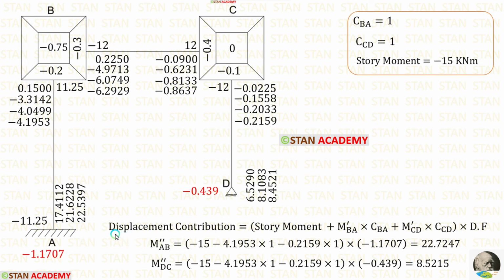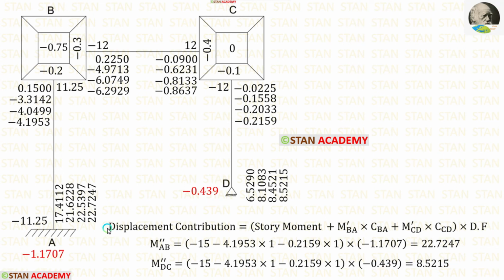Now let us find the displacement contributions. In the formula, let us apply the values of m dash BA and m dash CD. Then let us apply the displacement contributions. After calculation, we are getting m double dash AB and m double dash DC. Let us apply the values of m double dash AB and m double dash DC. Now we have finished the fourth iteration. Let us start the fifth iteration.